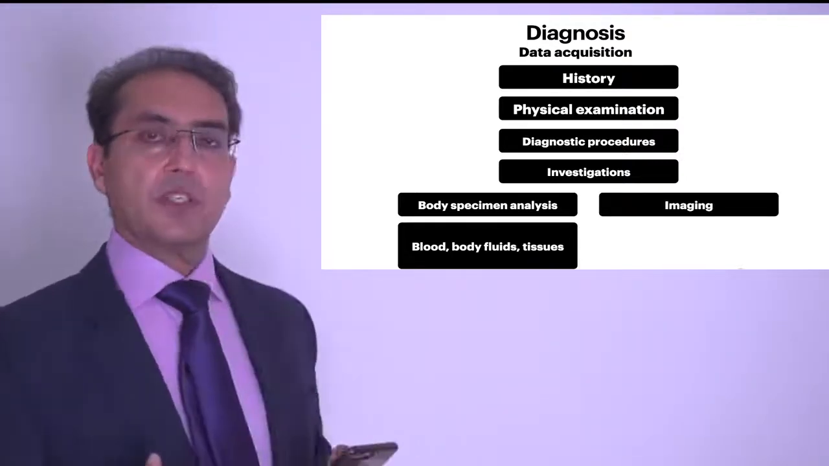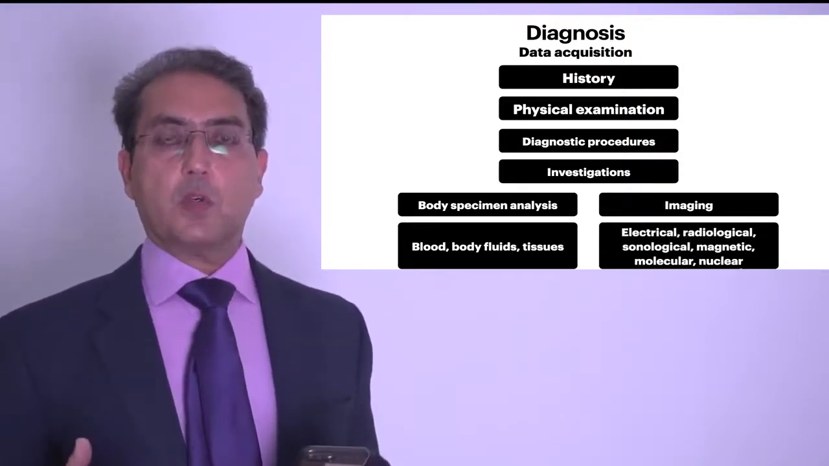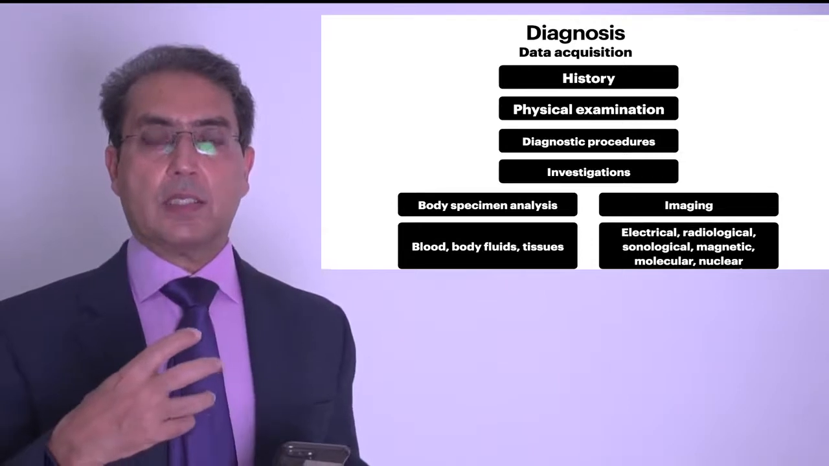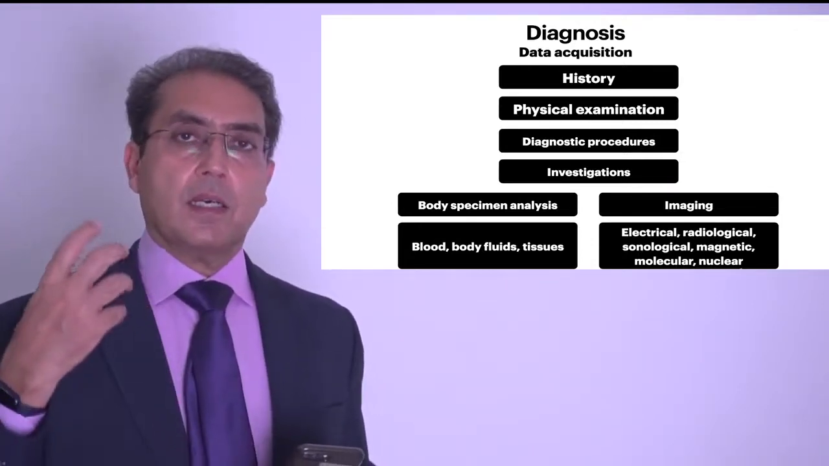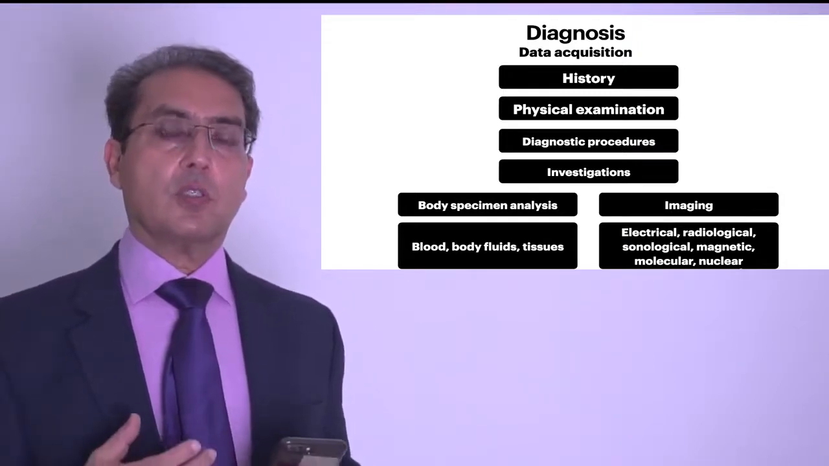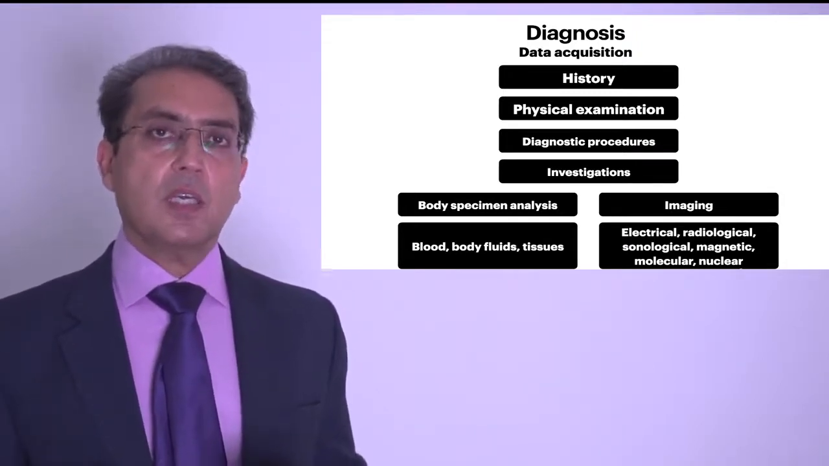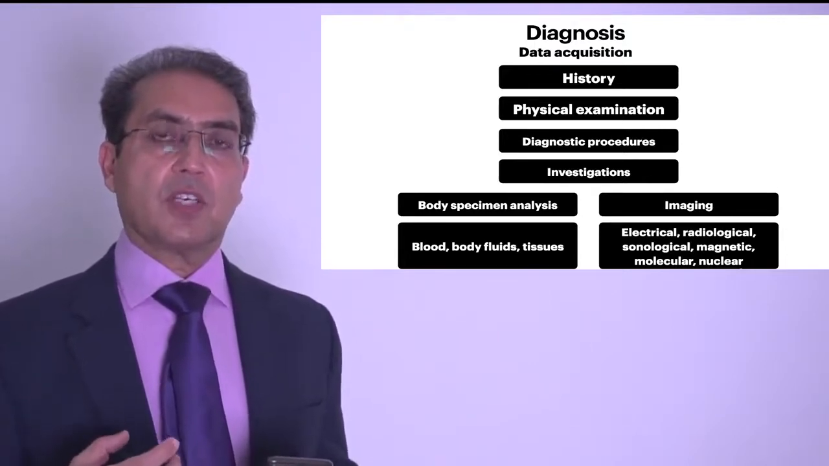Now, how can we image the patient? We can have electrical images. For example, we can do an ECG and see what the conduction in the heart is, or you can see the EEG, how is the conduction in the central nervous system, or you can do nerve conduction studies. So you can have electrical information about various structures, how they're functioning.